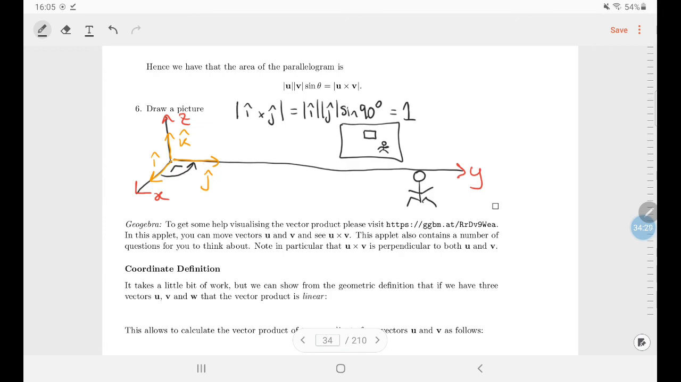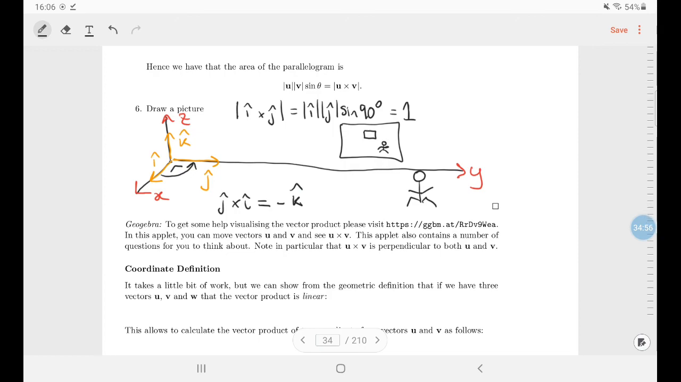And similarly, you can show that J cross K has to be equal to I, and K cross I is equal to J. What's important is that the order of multiplication in a cross product matters, because if you do J cross I and try your right hand rule, it doesn't work unless you point down. So I cross J is in the opposite direction to J cross I.